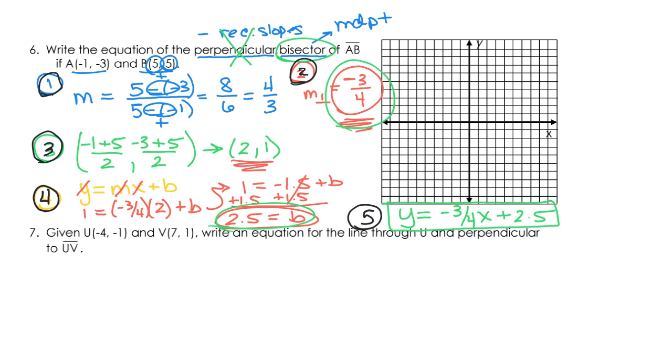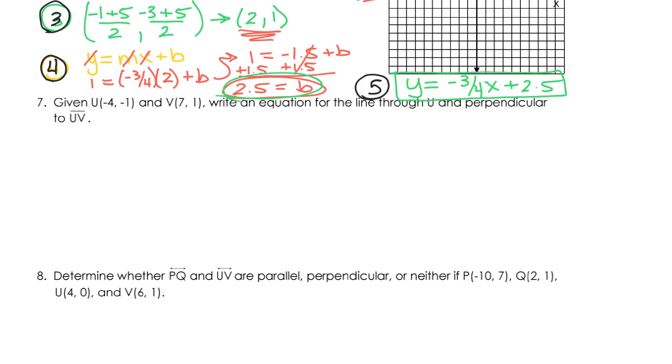All right, next up, guys, we have number 7. And it says, given u and v, write an equation of a line through u and perpendicular to uv. So because they asked us to write the equation of a line, we're going to start off with y equals mx plus b and realize we need the slope and the y-intercept. All right, so we're going to use our 2 points that we have to find the slope.